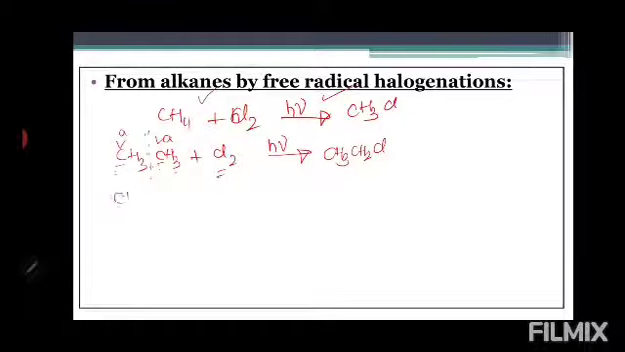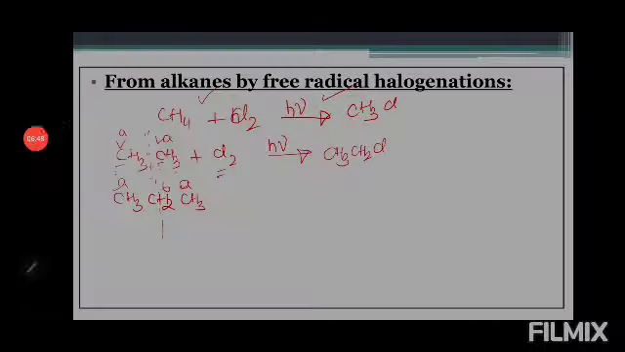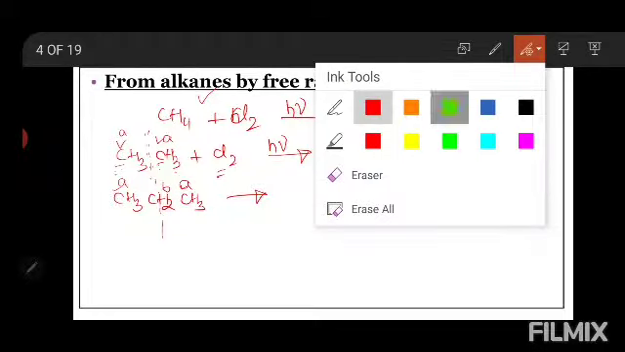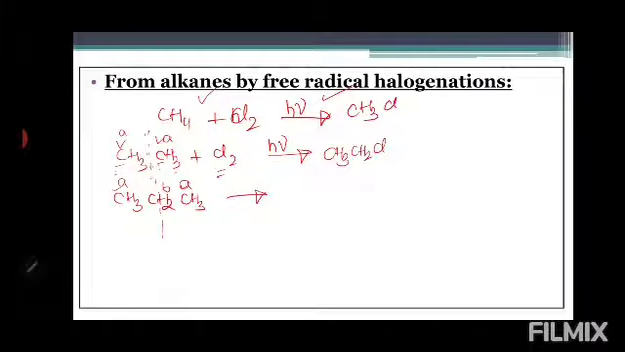But if we have propane, how many types of carbon atoms are there? If you divide it into half, you get CH3 and CH2. These two CH3 are equivalent, and the different one is the CH2, call it B. Since there are two types of carbon, we'll get two isomer products.